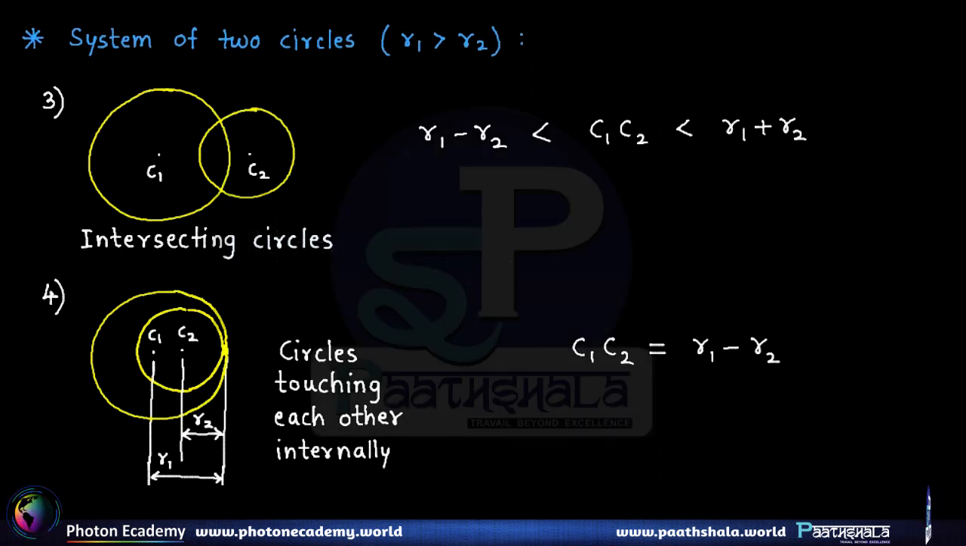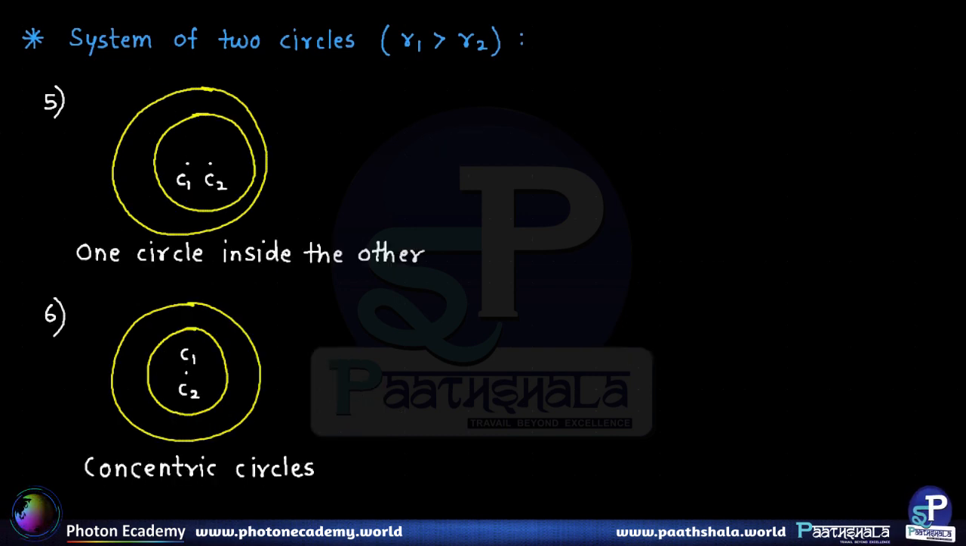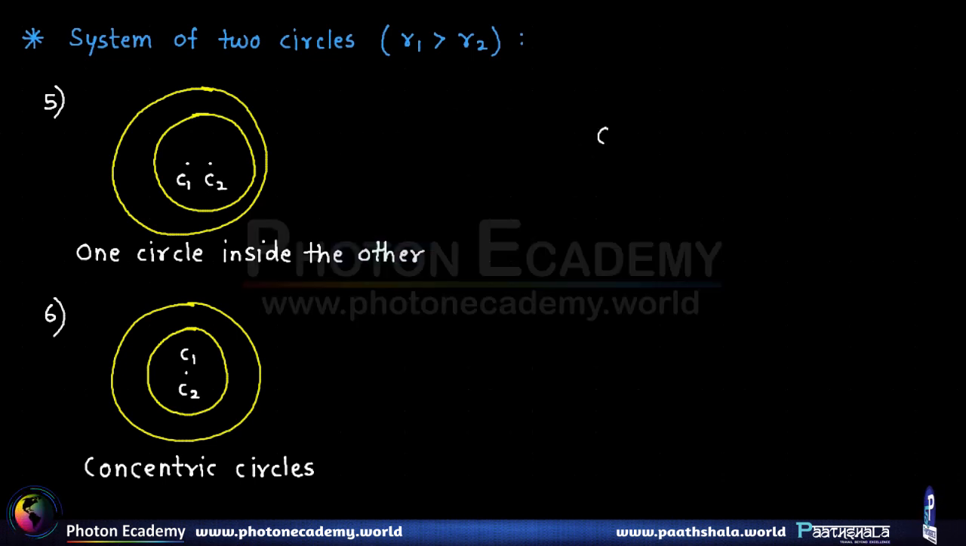Now moving on, it is possible that the smaller circle is inside the larger circle without touching it, and the two centers are still separate, that is they are not the same. So in that case what it means is c1c2 is even smaller than r1 minus r2, but of course that has to be greater than 0.